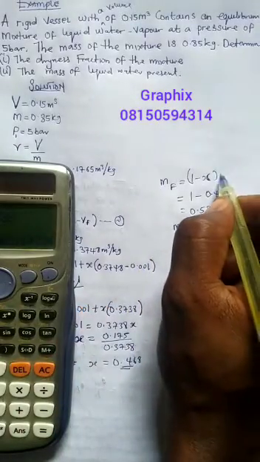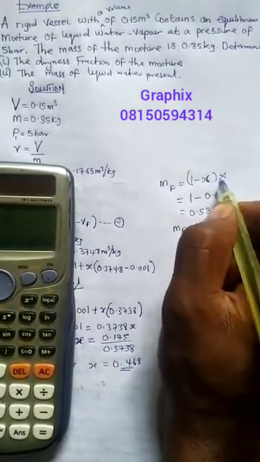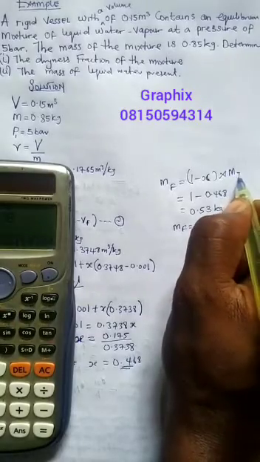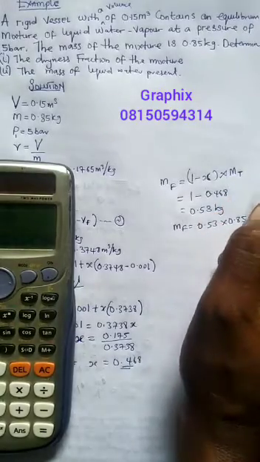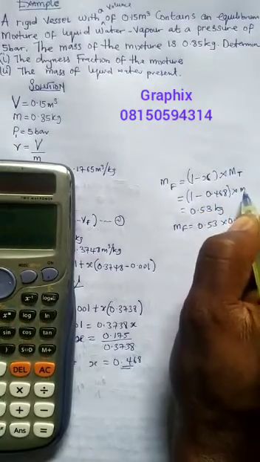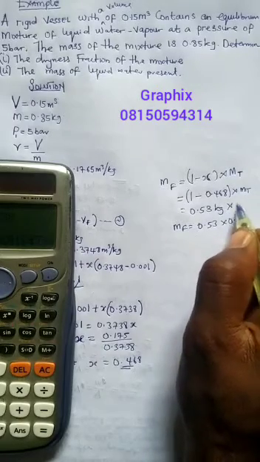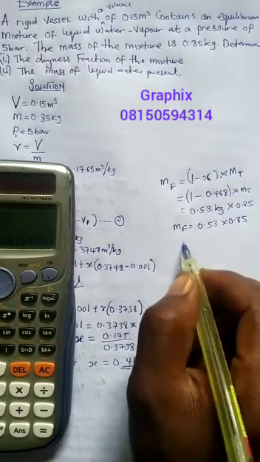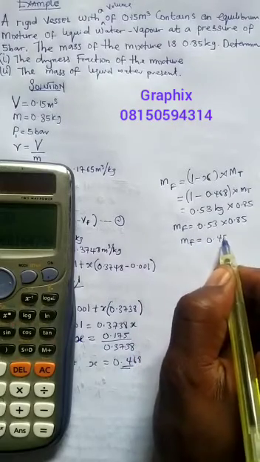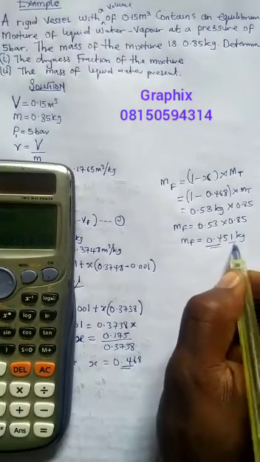So this is multiplied by the mass of the mixture, the total mass. Are we good? When you do that, this will be multiplied by my total mass, times 0.85. So my mf will be 0.451 kilogram. So that will be my answer there.